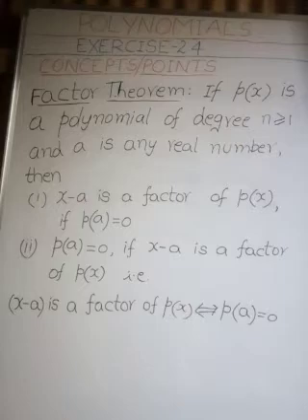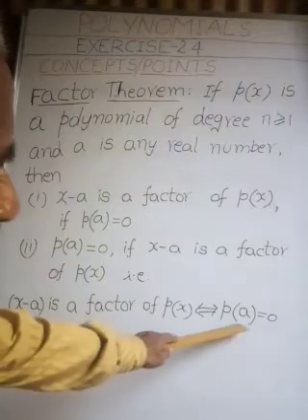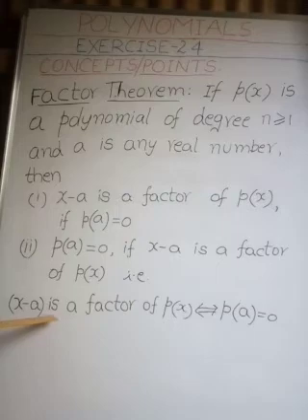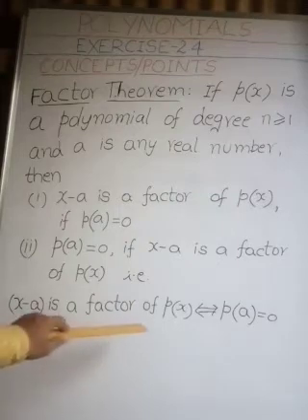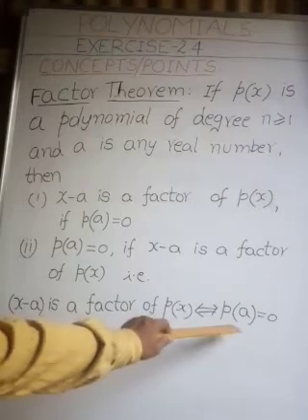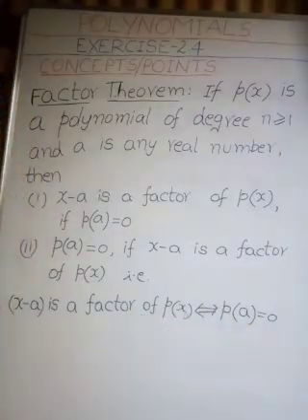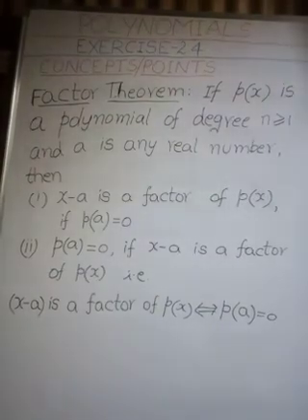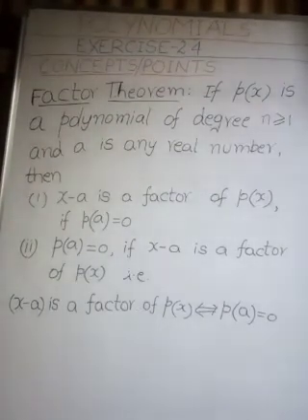In the remainder theorem, we have found the remainder. If the remainder is 0, then we can say that x minus a is a factor. If x minus a is a factor of P of X, then the remainder is 0. Okay, my dear children, understood this concept? Then we go to example. Let us take an example to understand this factor theorem.